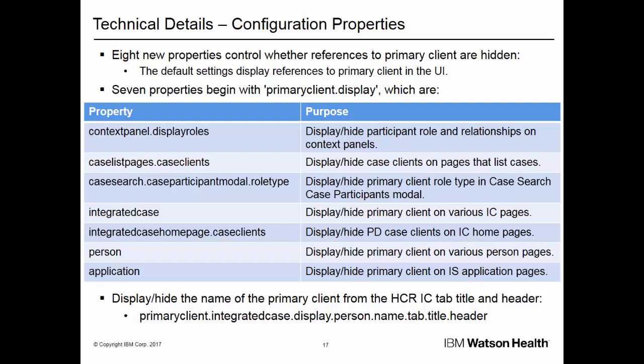An additional property, which is for HCR only, allows you to remove the name of the primary client from the HCR Insurance Affordability Integrated Case tab title and tab header. For a description of the properties and the pages they control, search for the following sections in the Knowledge Center: Configuring primary client display settings for income support, Configuring primary client display settings for healthcare reform, and configuring display case clients on case list pages.